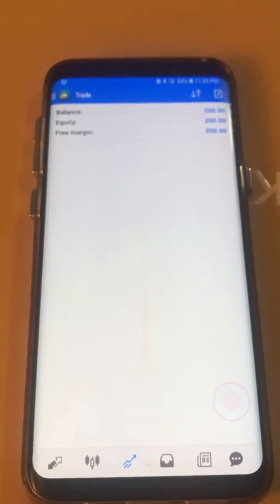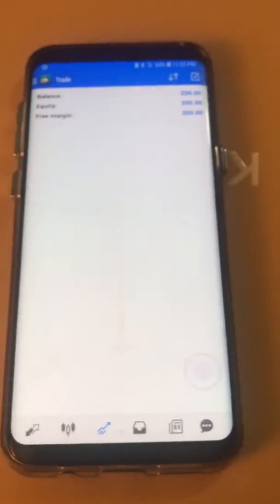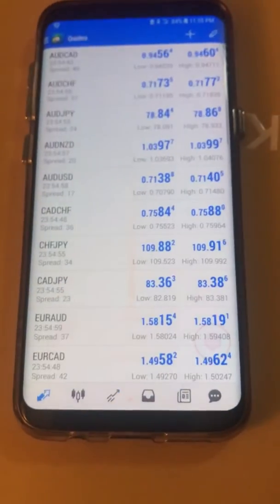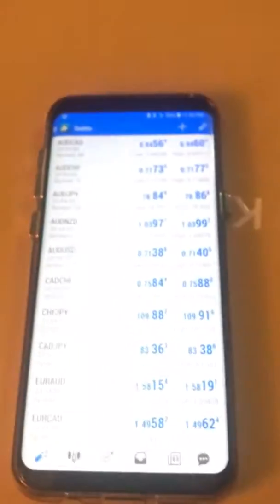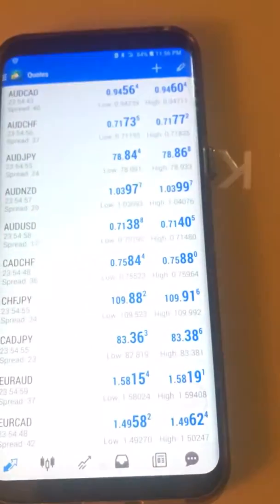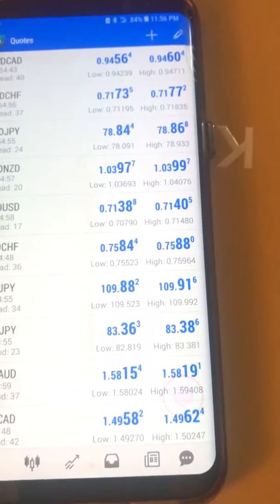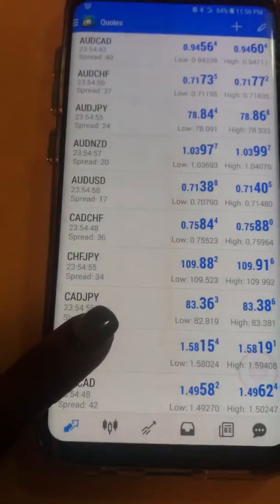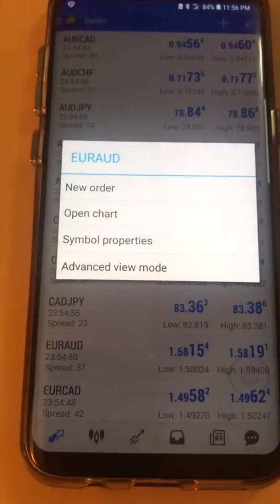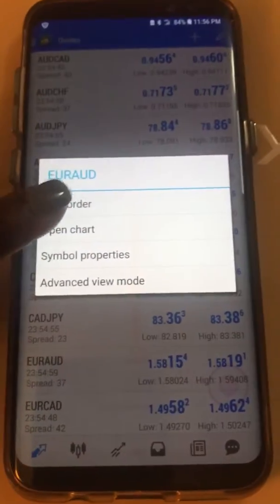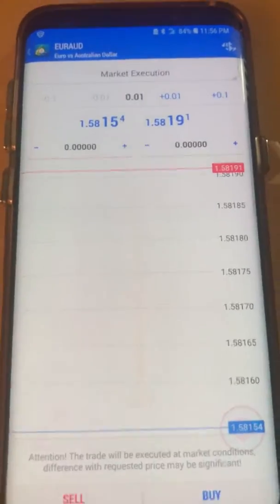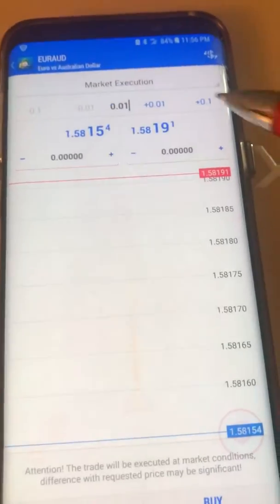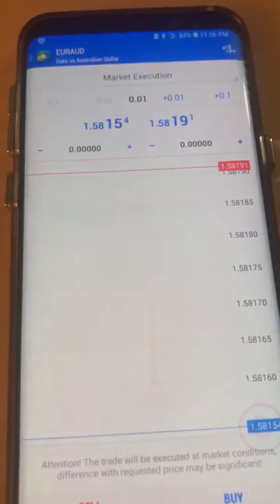So I'm going to do another example of how to trade. You click here on these arrows right at the bottom left. It takes you back to the quotes page. Whatever the signal tells you to do, let's just say it's a sale on Euro AUD. So I'm going to hard press Euro AUD. I am then going to press new order. I'm going to make sure my lot size is 0.01, which it is. I'm going to make sure it says market execution, which it does.